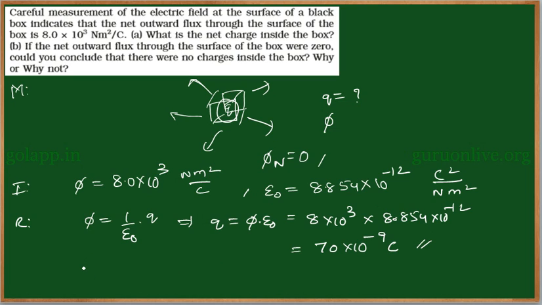And one more conceptual question is, if the net outward flux through the surface of the box were 0, could you conclude that there were no charges inside the box? It's not like no charges inside the box. So I am considering a negative charged body and a positive charged body which are having the same charge, and I am considering this as a system.